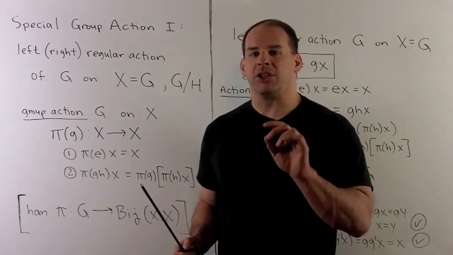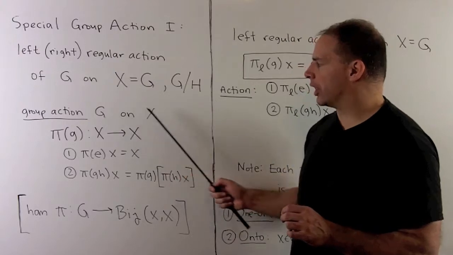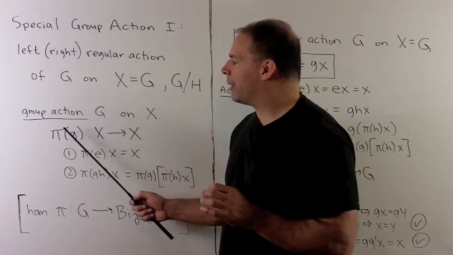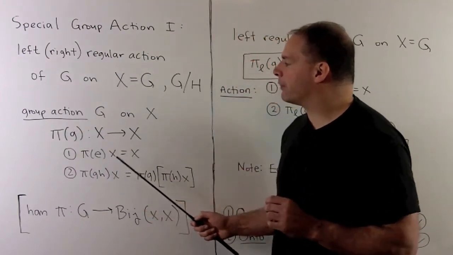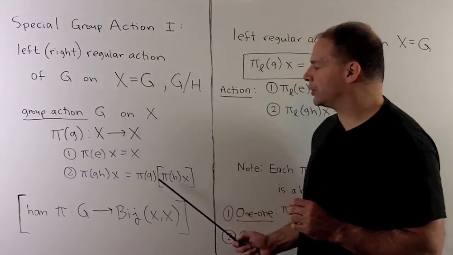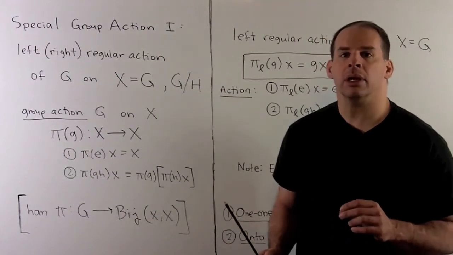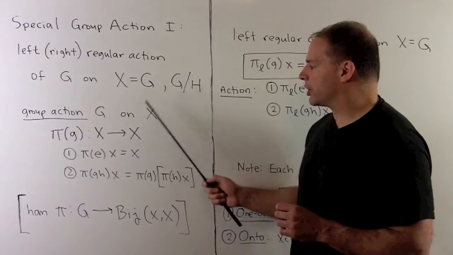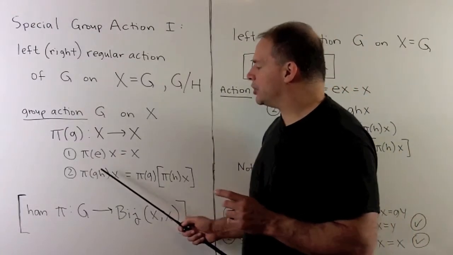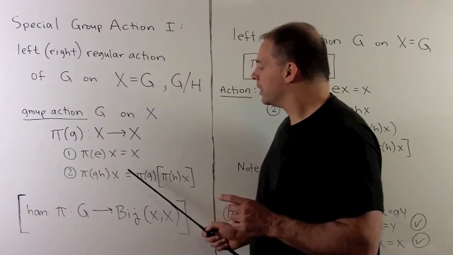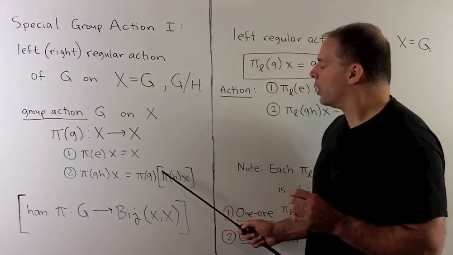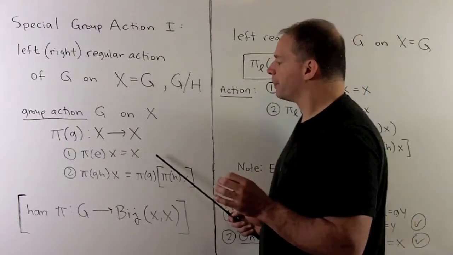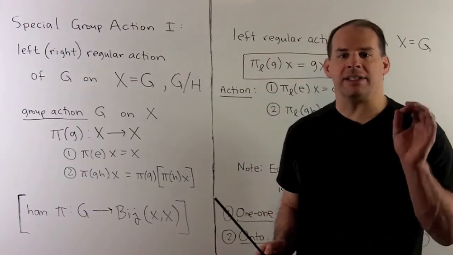So if we have a group G acting on a set X, for each element of the group, we're going to have a pi of g, which is just going to be a map from X to itself, satisfying the following two conditions. Pi of the identity is going to send x to x for all elements in our set. Pi of g times h on x is going to be equal to pi of g on pi of h on x. So the first statement says pi of the identity is equal to the identity map on X.